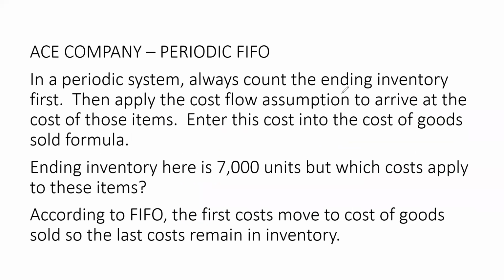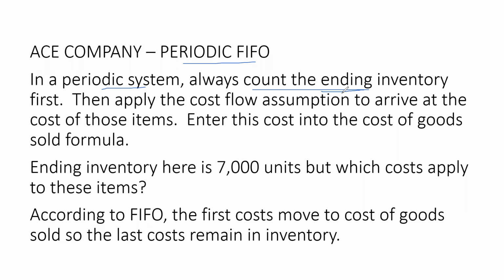So what we're going to do to begin is to simply look at Ace Company. They're using periodic FIFO, so let's see how that's done. In case you see this on a test, how is that done? In a periodic system, there's always a couple of steps. You begin by counting the ending inventory. How much inventory do you have left at the end of the year? Now, we've already looked at the previous screen, and we know there are 7,000 units left.